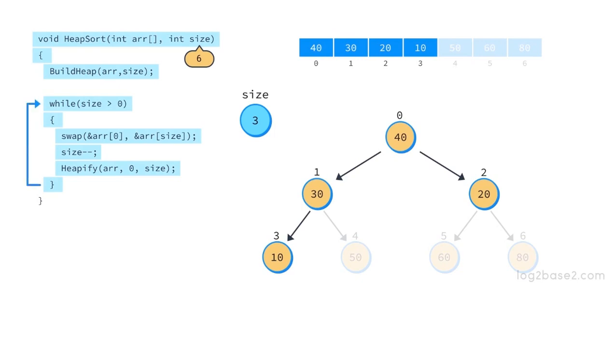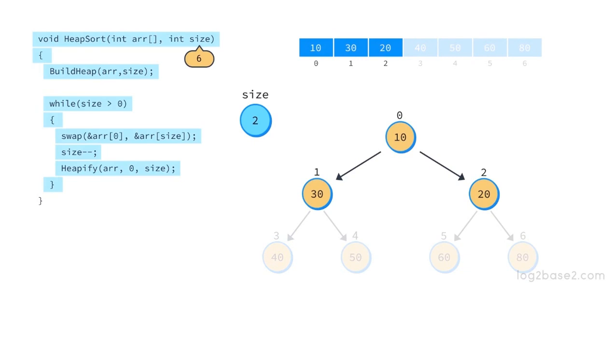In the next iteration, the condition is still satisfied since size is equal to 3, which is greater than 0. So swap elements at index 0 and index 3. Now the largest element 40 is at the last position and 10 is at the first position. So 40 is at its right position, so reduce the array size by 1. So size is equal to 2 now.